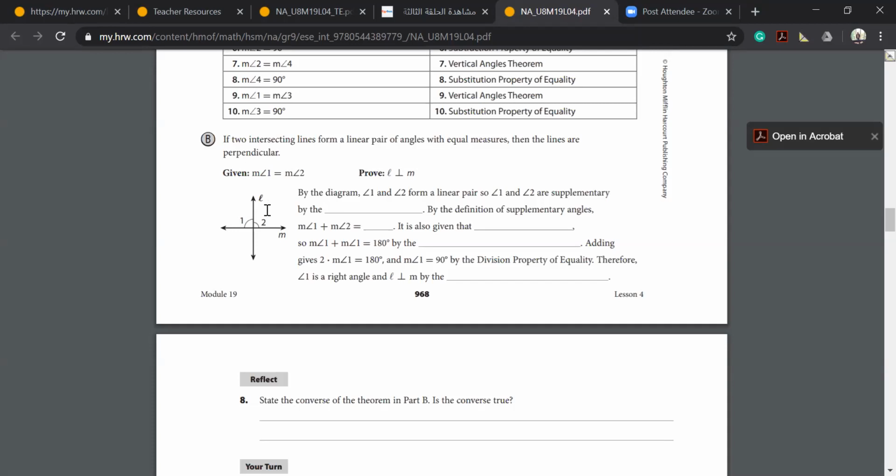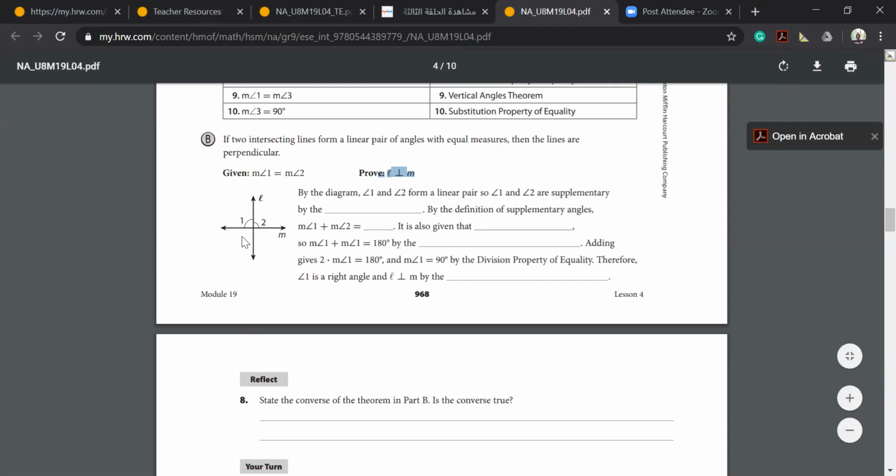So if you are given that measure angle 1 is equal to measure angle 2, and that they form a linear pair, you can know right away that angle 1 equals angle 2 equals 90, or we can write that L is perpendicular to M. L perpendicular to M means that this angle is 90 and this angle is 90. We need to prove it, but this time we are going to prove it using the paragraph method. Yalla, let's do it together.